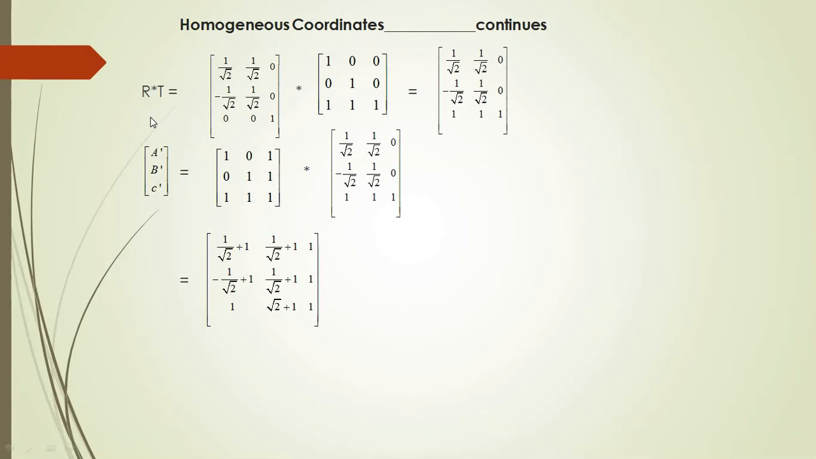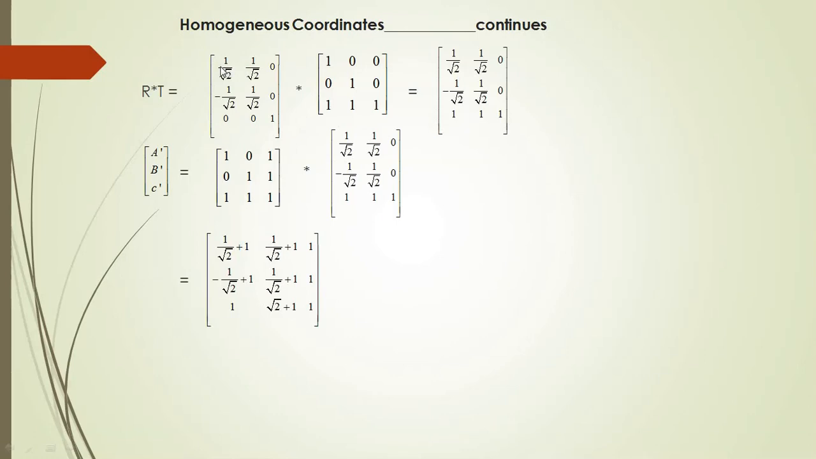First of all, we rotate by 45 degrees and then translate. So this is our rotation matrix and this is our translation matrix. We have calculated these two matrices and multiplied them, and the answer we got is 1 by root 2, 1 by root 2, 0, minus 1 by root 2, 1 by root 2, 0, and then 1, 1, 1.